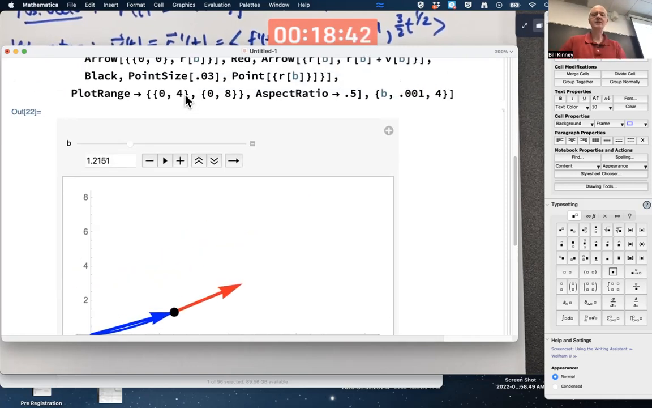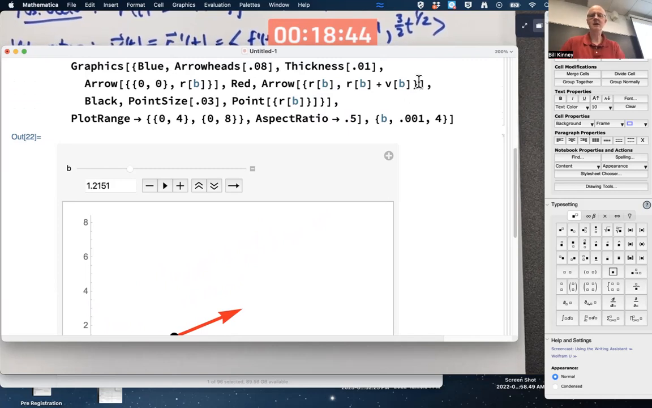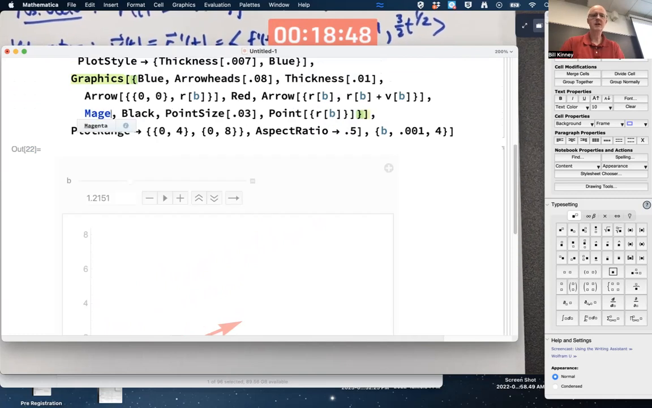Let's put the acceleration vector in the picture as well. I'll make that magenta.